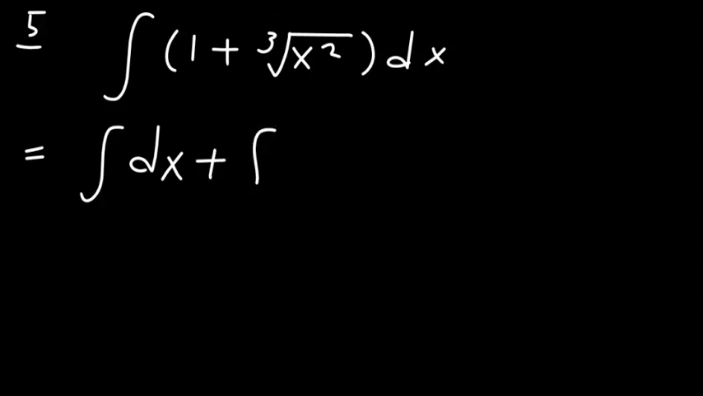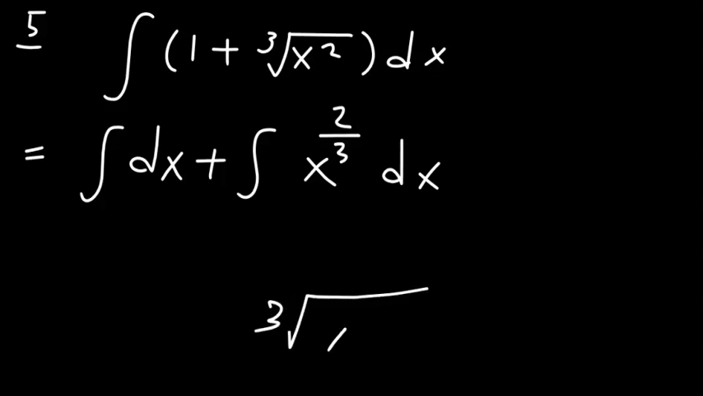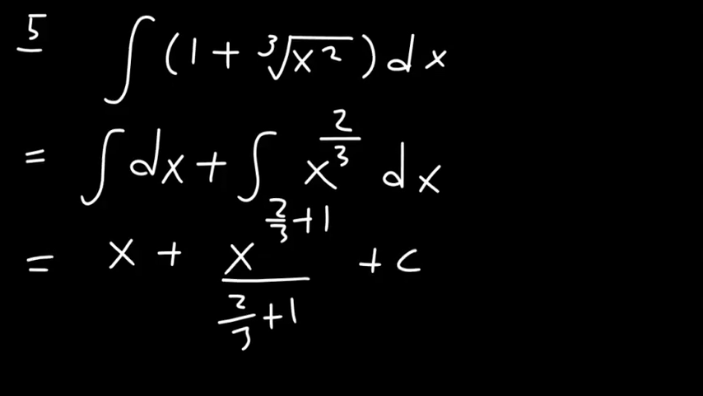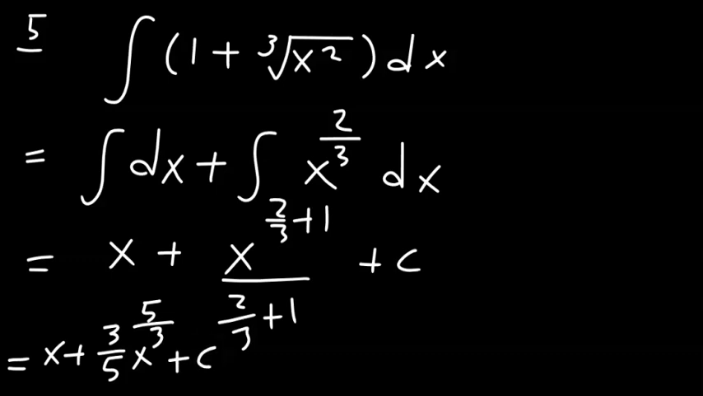The second integral is x to the power 2 over 3 dx, because an integral term that's written like that is just x to the power 2 over 3. And as before, integrating 1 will just give you x. Integrating x to the power 2 over 3 will give you x to the power 2 over 3 plus 1, over 2 over 3 plus 1, plus the constant, which can then be simplified as x plus 3 over 5 x to the power 5 over 3 plus constant, and that's the answer.